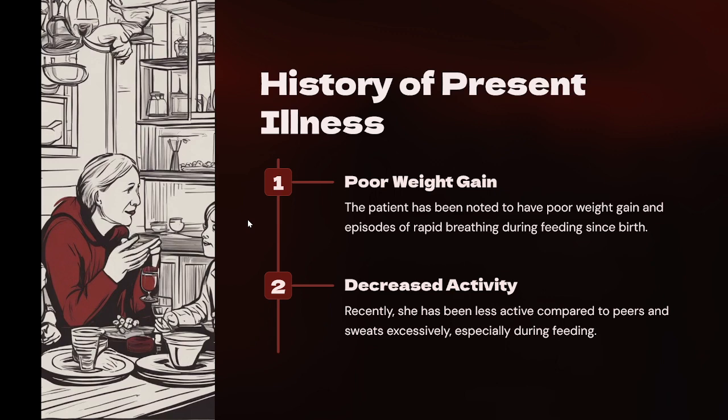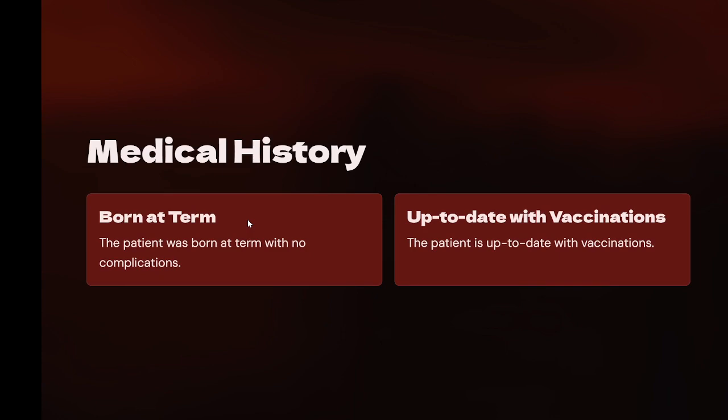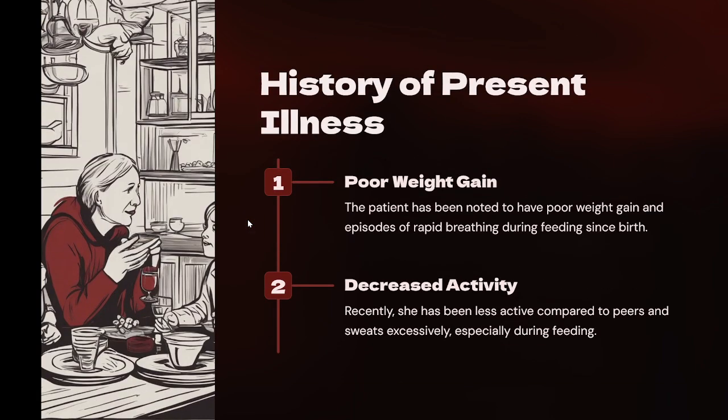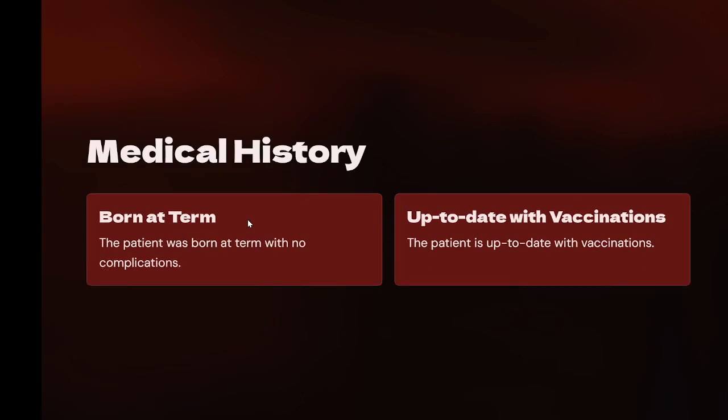Recently, she has been less active compared to peers and sweats excessively, especially during feeding. Medical history: born at term with no complications, no significant illnesses or hospital admissions to date. Up to date with vaccinations. Family history: non-contributory with no known family history of congenital heart diseases.